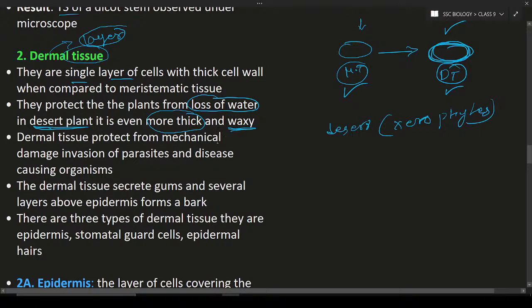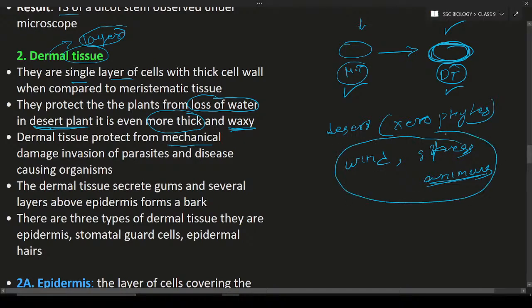This dermal tissue also protects from mechanical damage. Mechanical damage means damage due to wind, or due to stress, or due to animals. From these mechanical damages, this dermal tissue is going to protect. It is involved in protection from wind, stress, animals, etc. They all come under mechanical stress, or mechanical damage.